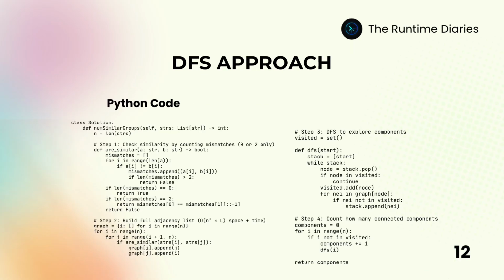This approach is intuitive and easy to visualize. The downside is that building the full adjacency list can consume a lot of space. In the worst case, if all strings are similar, you'd need O of n squared space to store all the edges.